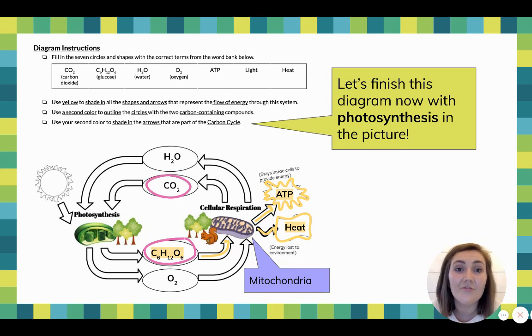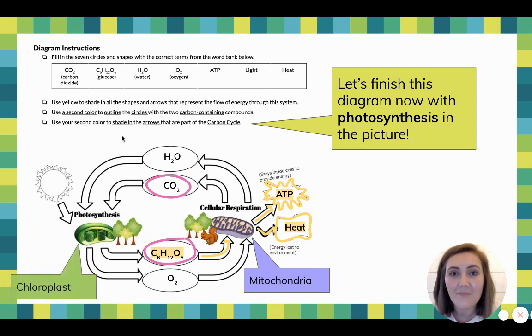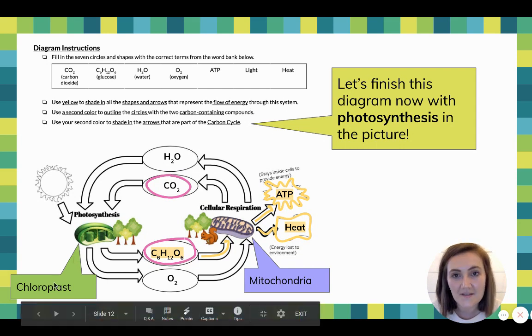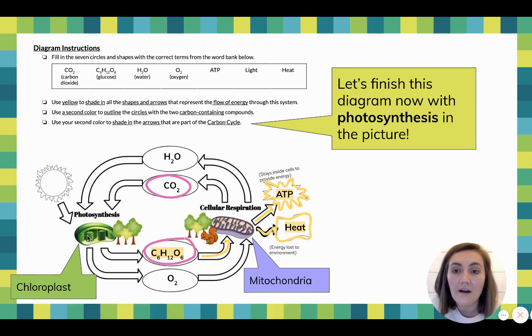Let's go ahead and fill in photosynthesis. So the first thing we're going to do is label our organelles. The organelle that photosynthesis is taking place in is the chloroplast. So go ahead and label that. And we're going to start with the beginning. So what are our reactants needed for photosynthesis? Well, we already know that water and carbon dioxide are entering into the chloroplast, but there's one other part that is missing, and that is the light energy.